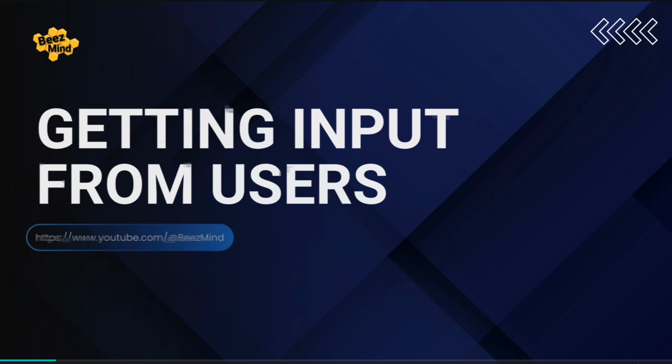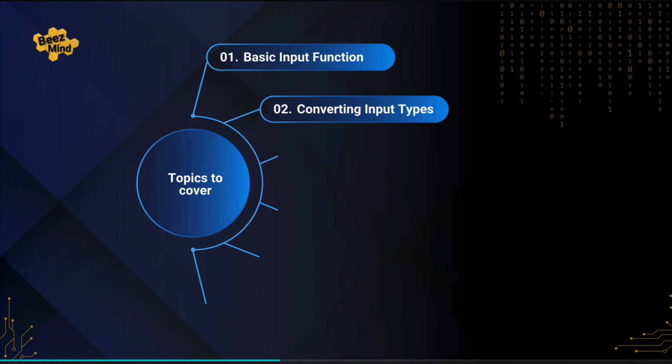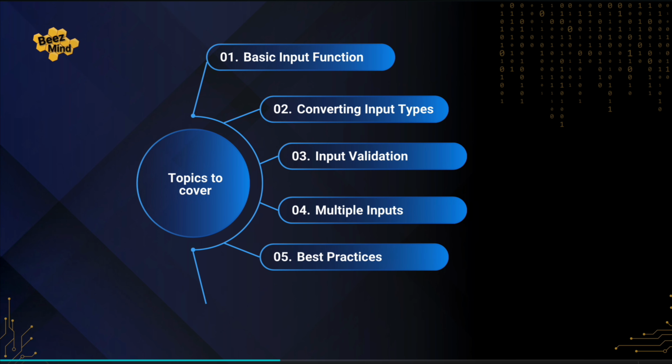And there you have it. You now know how to get user input in Python like a pro. We covered the basic input operation, type conversion, validation, handling multiple inputs, and best practices. Remember, always validate user input, convert types when needed, and provide clear prompts. Your users will thank you for it.